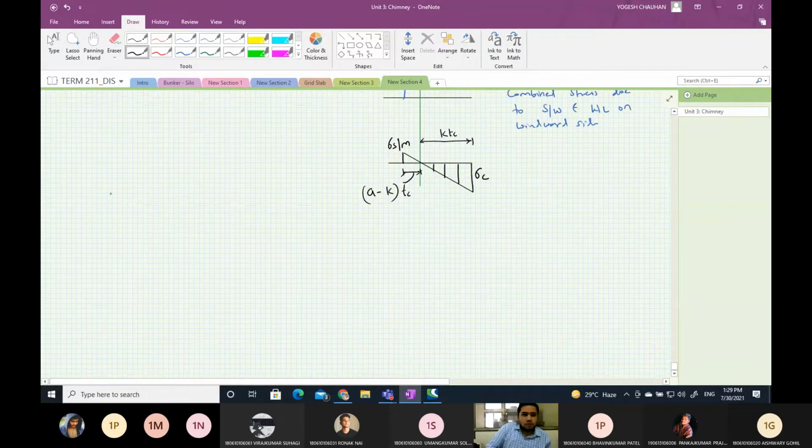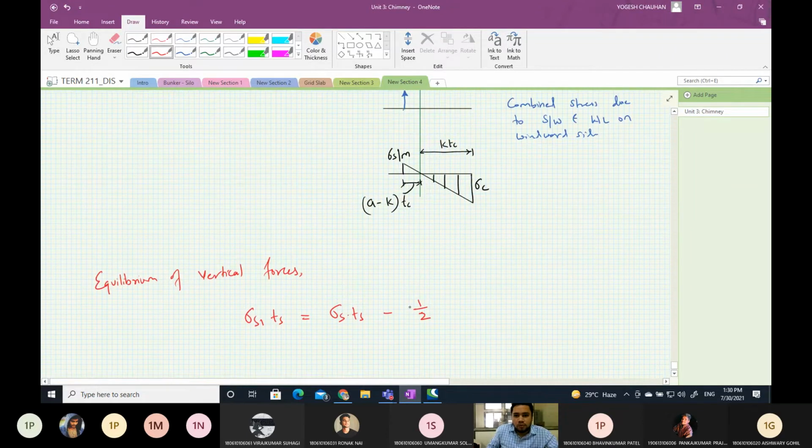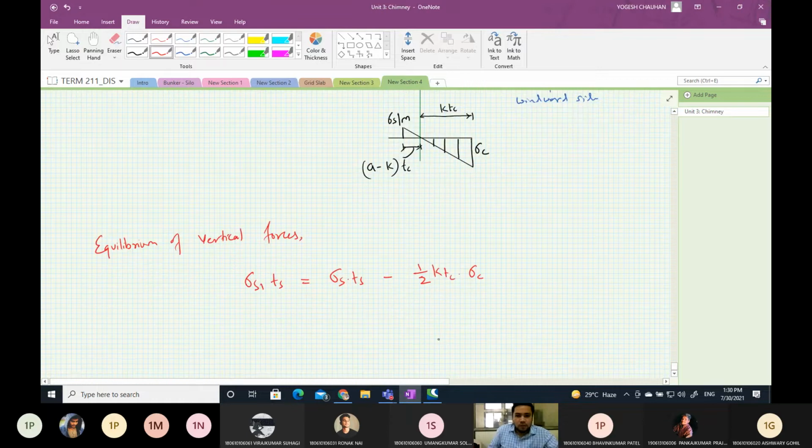Now, equilibrium of vertical forces will give sigma S1 times Ts equal to sigma S times Ts minus 1 by 2 K times Tc times sigma C. Okay, so from this you can get sigma C is equals to m times.